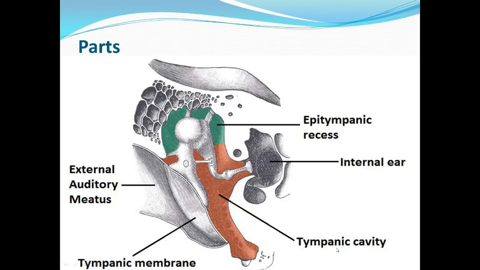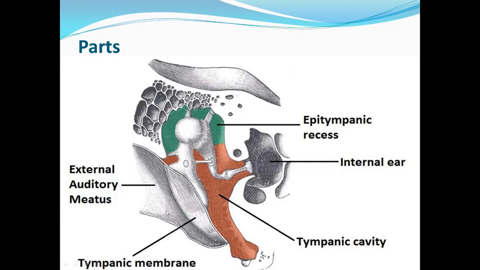Now moving on to parts. The tympanic cavity is divided into two parts: the tympanic cavity proper and the epitympanic recess. The tympanic cavity proper is the part of the tympanic cavity which is just opposite to the tympanic membrane.